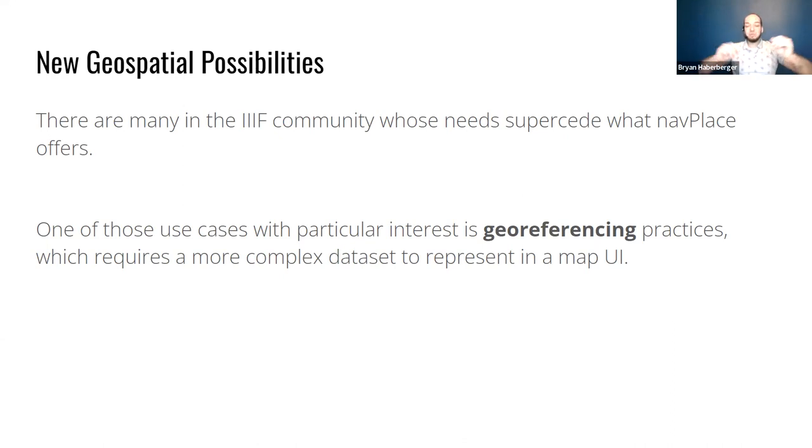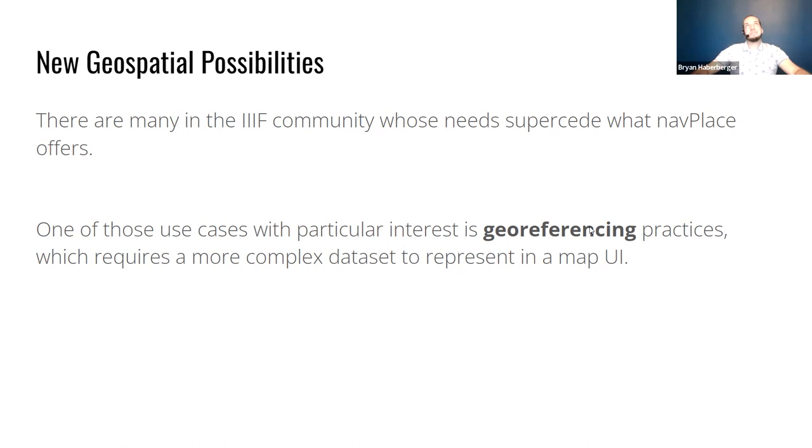Okay, so I've mentioned we got annotation working. You've seen the NavPlace property. Great. We were told immediately that this wasn't enough. This doesn't meet all the needs in the maps group. There are a lot of other use cases where people are doing things that require different kinds of data sets other than just here's a point, here's some GeoJSON, here's just that location. One of those that we focused on pretty much right away was georeferencing.